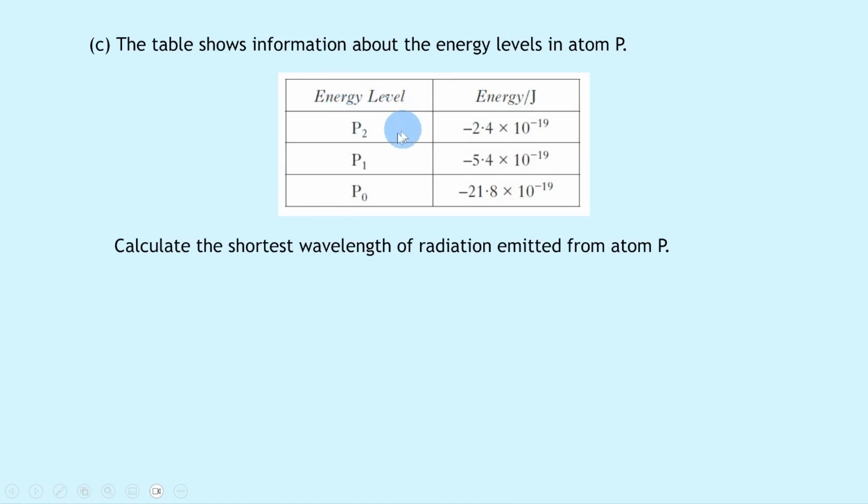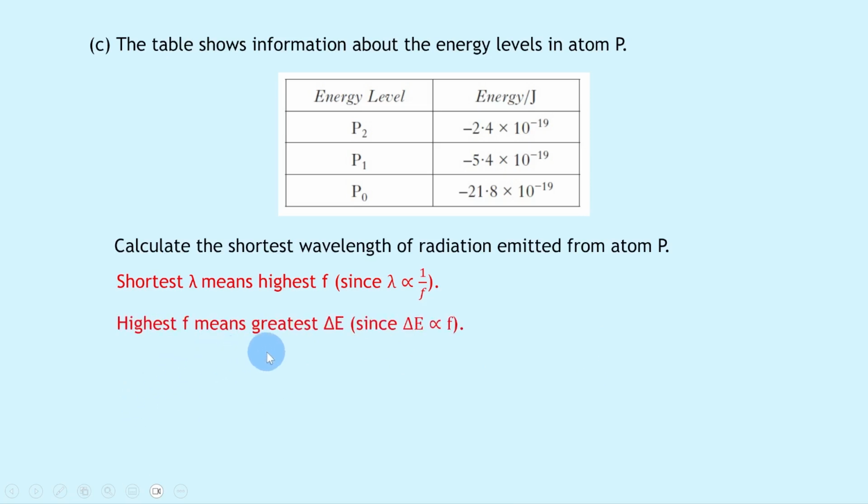So we've got energy levels P2, P1 and P0, and then their energies in joules. And it says calculate the shortest wavelength of radiation emitted from atom P. Well, firstly we need to realise that the shortest wavelength means the highest frequency, since wavelength and frequency are inversely proportional. And then we should know from the same logic in part B that highest frequency means the greatest energy difference this time, the greatest change in energy.